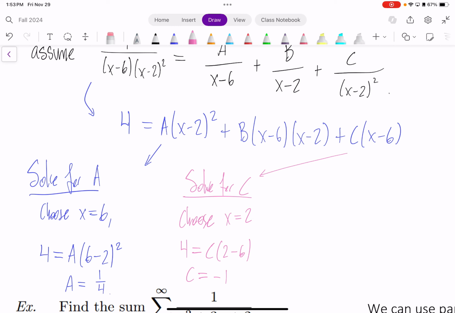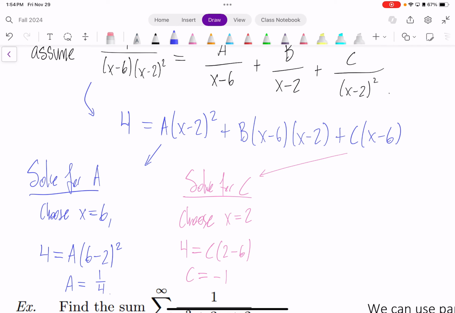Okay. We'll take a quick pause. Is everyone okay with what we've done so far? Yeah, question. Yeah, a over x minus 6, b over x minus 2, c over x minus 2 squared. Absolutely. That's absolutely fair.